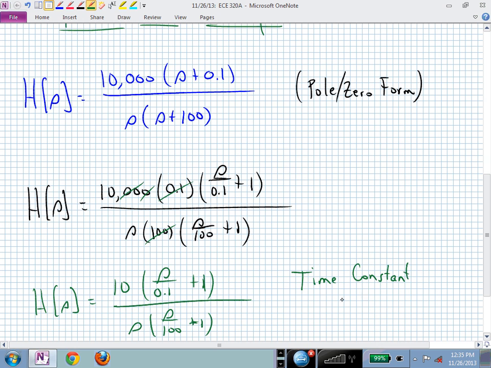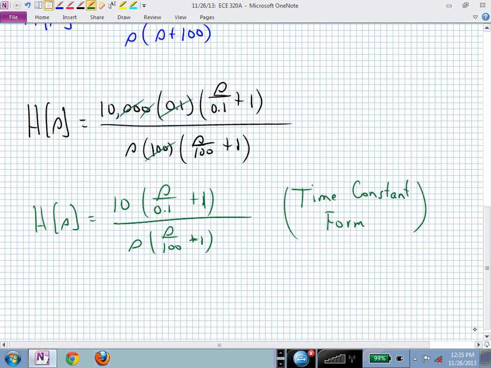in the form that we need to be sketching or drawing the Bode plot. This is now in time constant form. We have a pole at 100. What's its time constant?